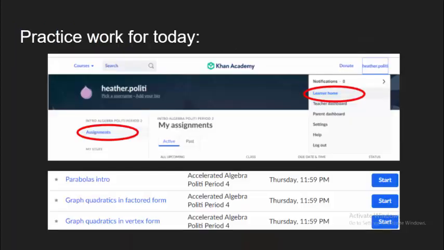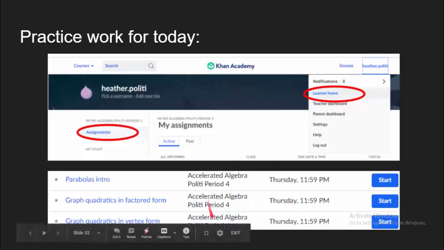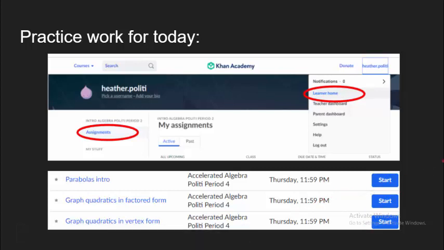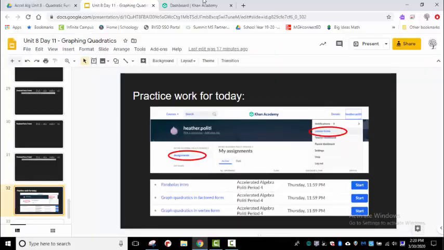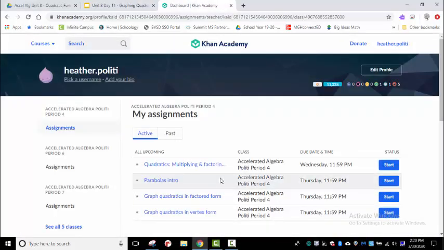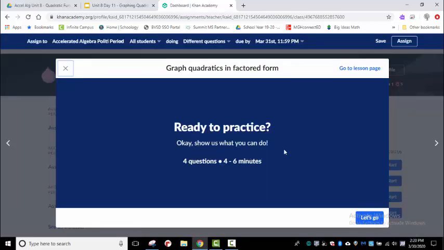Okay, so your practice work for today is on Khan Academy. You have 3 problem sets. And they say do Thursday, but you should do them today while it's all fresh in your head and you want to practice what you've taken notes on. We're going to look at some of these problems together just so you can see how they work. So here I've got the parabola's intro, I think, is going to be pretty straightforward for you. Let's just do a couple of problems together of graphing in factored form.